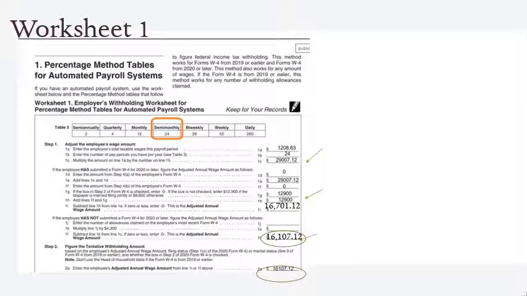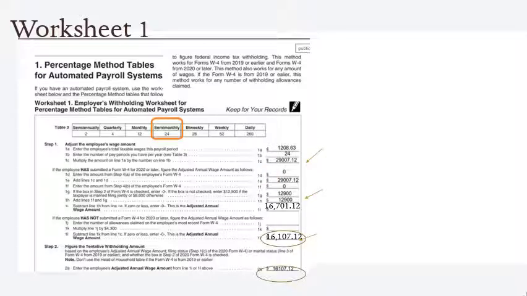Here is a snapshot that you'll find in Publication 15T. We know that our employee makes $1,208.63 per pay period. He's paid semi-monthly, so he's paid twice a month, which equals 24 pays in a year. We multiply this number by 24, and that gives us his gross annual pay of $29,007.12. Now we have to figure out his adjusted annual wage. We don't have any amount on step 4 on this employee's W-4, so we can just put 0 here, and that amount doesn't change.